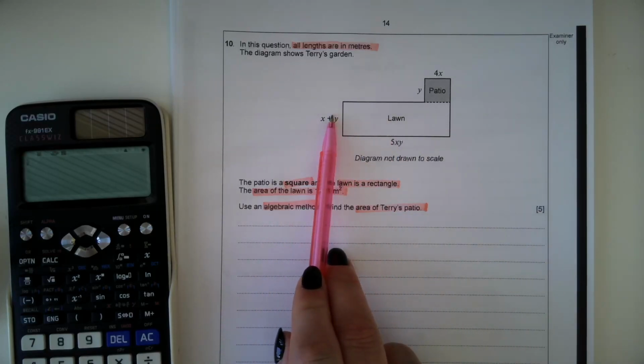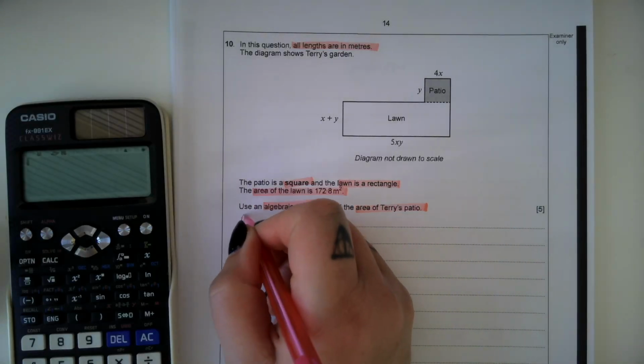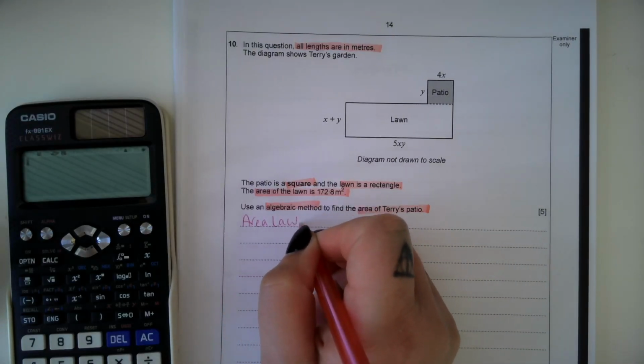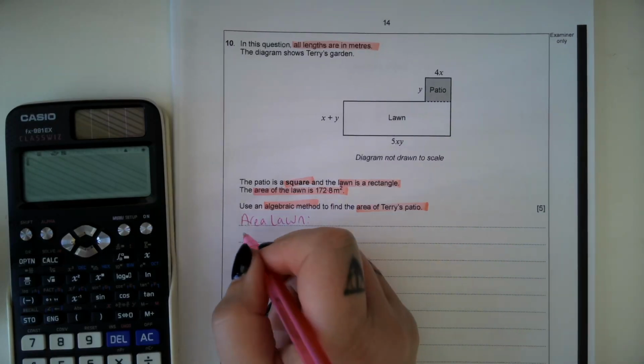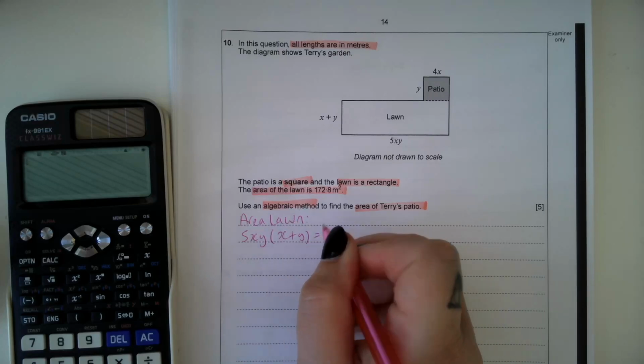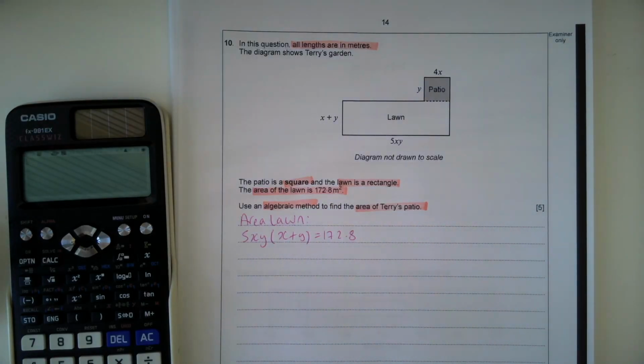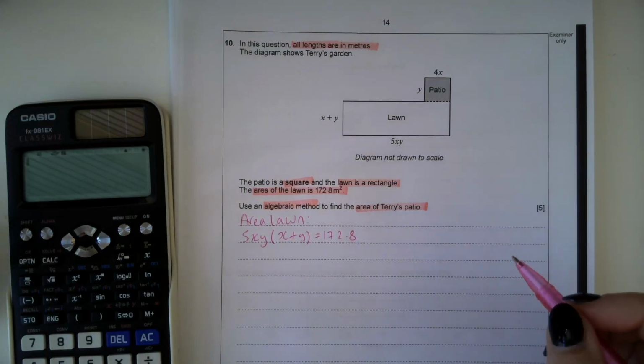We've got the length and the width, so length times width for the area of a rectangle equals this. So area of the lawn: we would do the length, which is 5xy, multiplied by the width, and that would give us an answer of 172.8. So we have an equation that represents the area of the lawn. Now let's look at the patio.